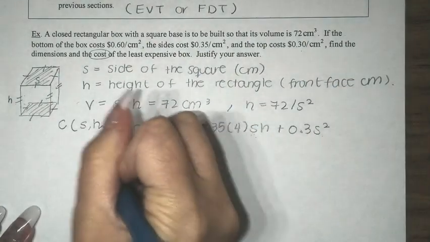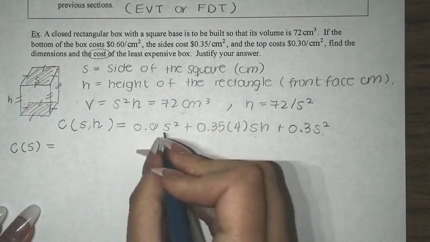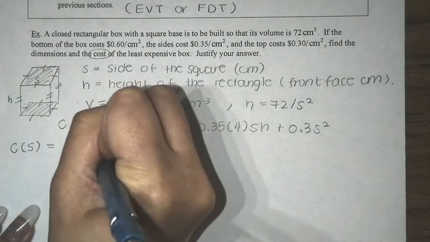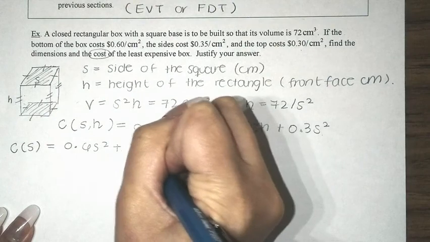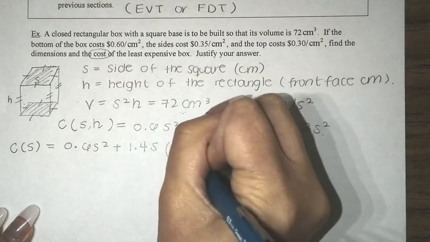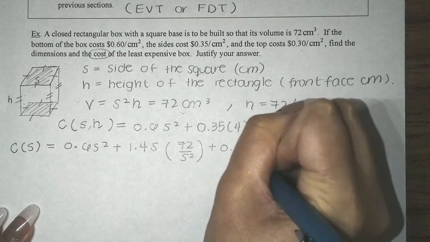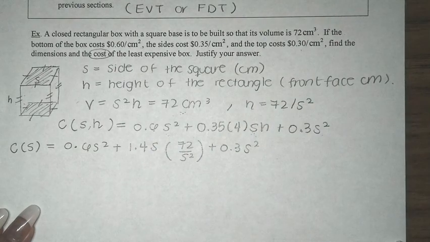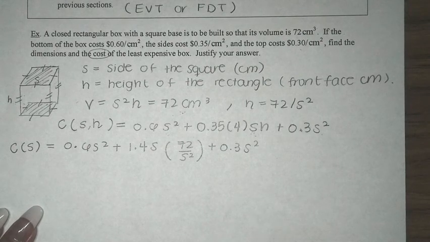Therefore, what are you going to do? You are going to have your cost equation with respect to S. Leave this guy the same, so you have 0.6 S squared, plus you have 0.35 times 4, that's 1.4. You have the S, but you are going to replace the H with 72 divided by S squared. Then you put the plus 0.3 S squared. So far we have everything with respect to S, but over here I really want to see if I can combine like terms or simplify my equation, because I know that I'm going to take the derivative, right?